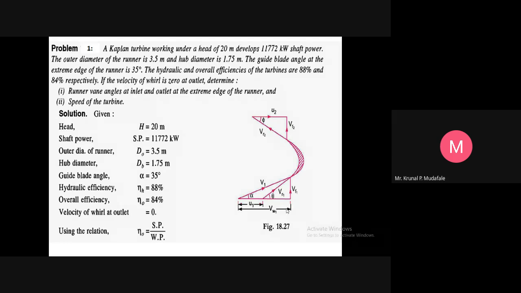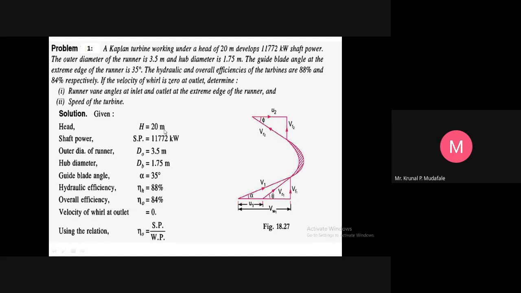In terms of the relative velocity, the angle made by the relative velocity is called the vane angle, theta. And the absolute velocity makes an angle of guide blade, that is alpha, with u1, and Vf1 is available. Vw1 is also available in terms of u1 and the other velocities. Right now, the given data we have already written here.